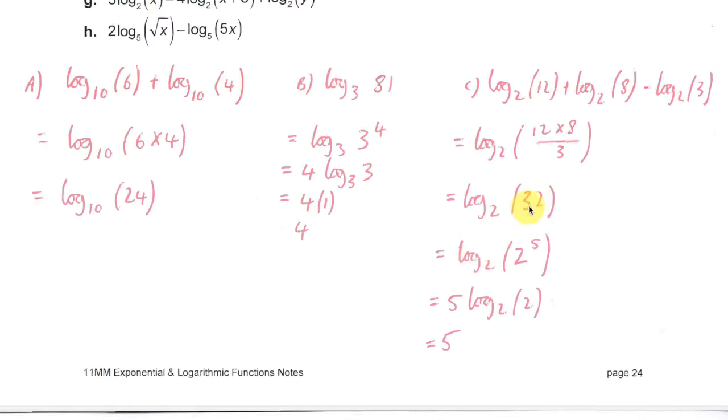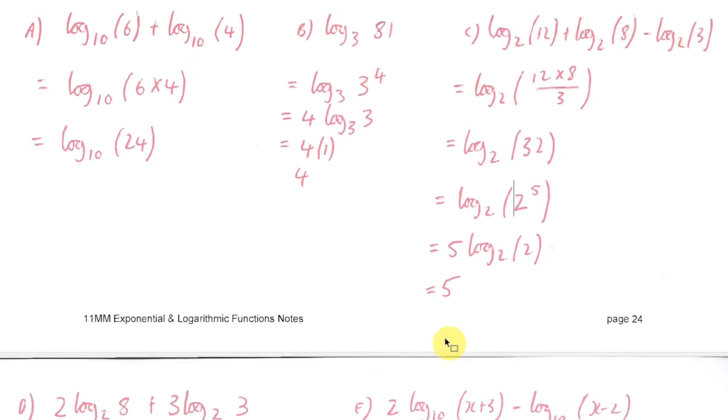And now the 32, hopefully you'll recognise, can be rewritten as 2 to the power of something. So it's log base 2 of 2 to the power of 5. And we'll have that 5 can come down as well. So it's 5 lots of log base 2 of 2. And of course, because we've got log base 2 of 2, that will just simplify to being 1. So it's equivalent to 5. So we go from what's really complicated here to something that's really simple.